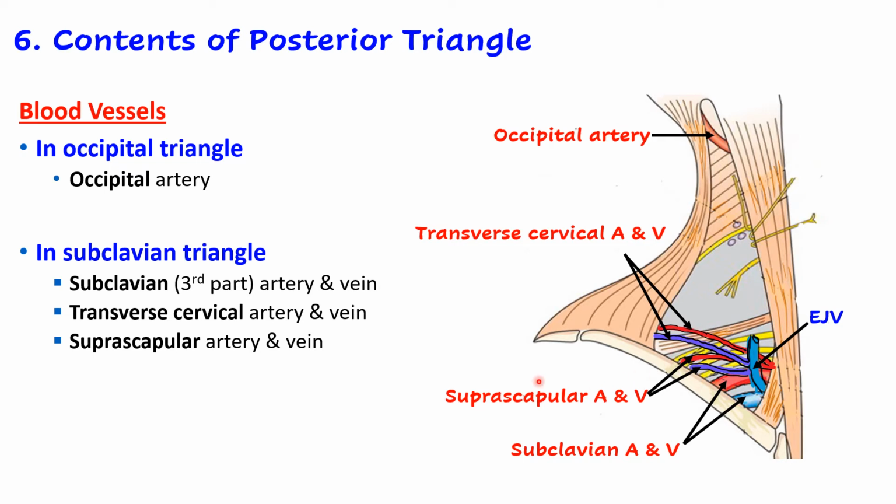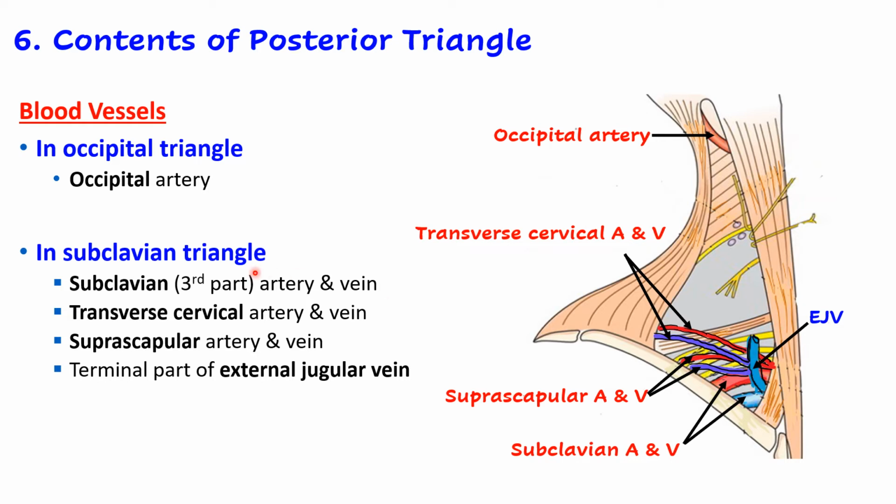These two arteries, the transverse cervical and suprascapular artery, are actually branches of a trunk known as thyrocervical trunk, right, which will give three branches: inferior thyroid artery, transverse cervical and suprascapular artery. And the thyrocervical trunk itself is a branch of first part of the subclavian artery. I hope you will remember. And then we have the terminal part of external jugular vein, which drains into the subclavian vein.